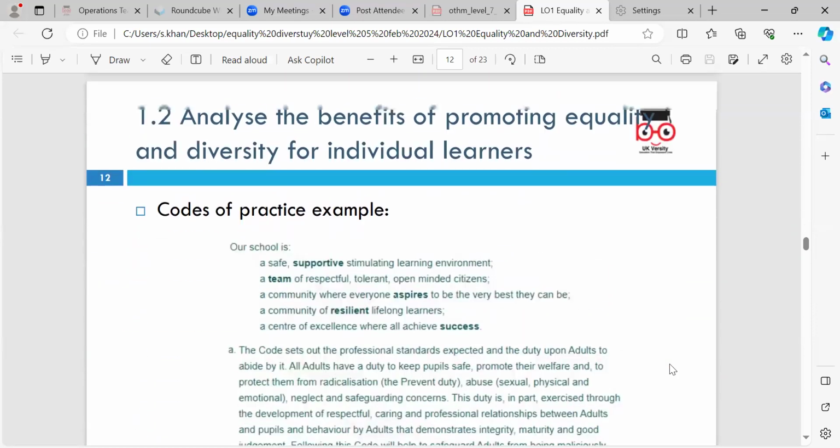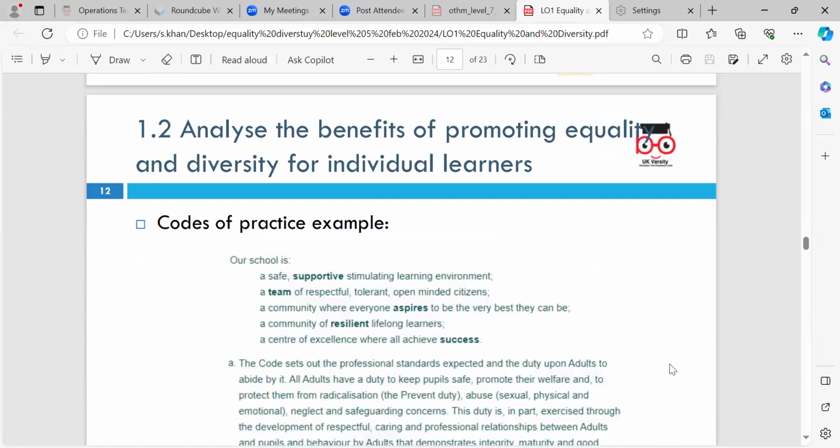1.2, so analyse the benefits of promoting equality and diversity for individual learners. We've got things like the code of practice to try and keep it a safe, supportive, stimulating learning environment, and a team of respectable, open-minded citizens. Good equality and diversity actually make the services far more accessible for everyone. How do you think individual learners benefit from promoting equality and diversity?